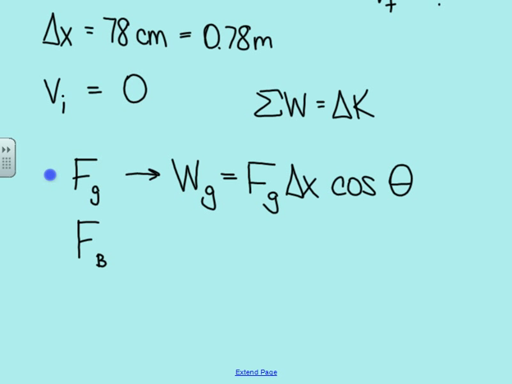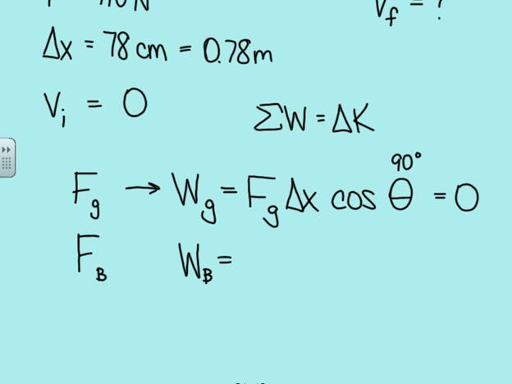If you said the angle is 90 degrees, you're correct. The cosine of 90 degrees is 0. So the work done by the force of gravity is 0, which means the force of the bow is the only thing doing work.